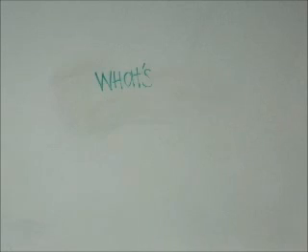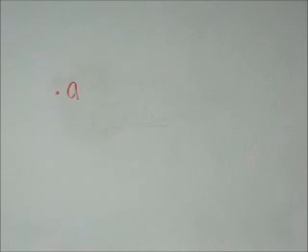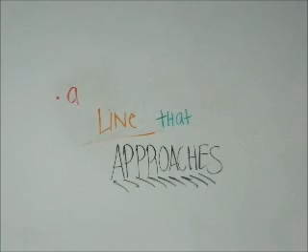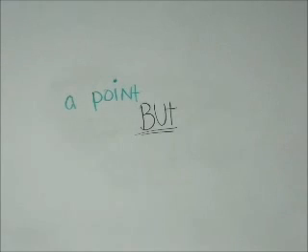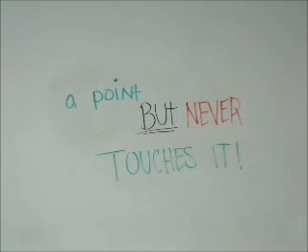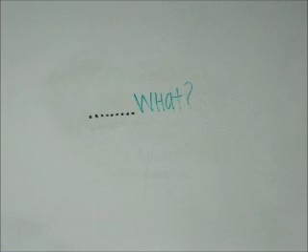Asymptotes. What's an asymptote? Well, it is a line that approaches a point, but never touches it. What? How about this? Let's say there's a cat and a box.